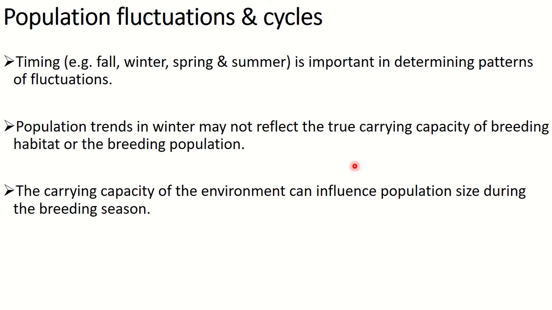So fall or autumn, winter, spring and summer, those different seasons and the availability of resources over the seasons are very important in determining patterns for fluctuations of populations. When do they recruit? What resources are available for their recruitment? What drives a successful recruitment? What drives successful maintenance of species? What drives predation? What drives death? What drives resources and survivability, for example? All of those variables can be linked to timing, to seasonal variability. Population trends in winter may not reflect the true carrying capacity of breeding habitats or breeding populations.